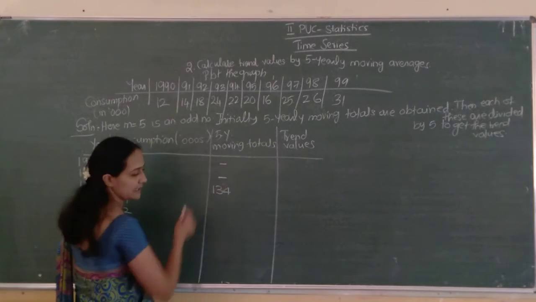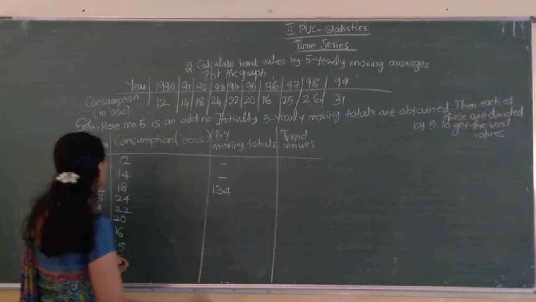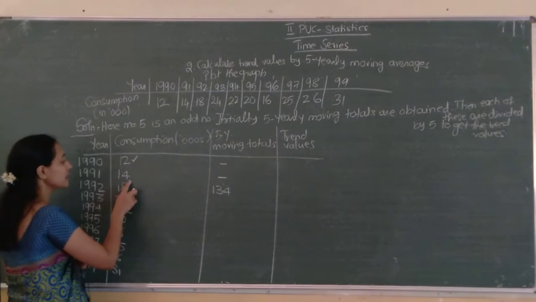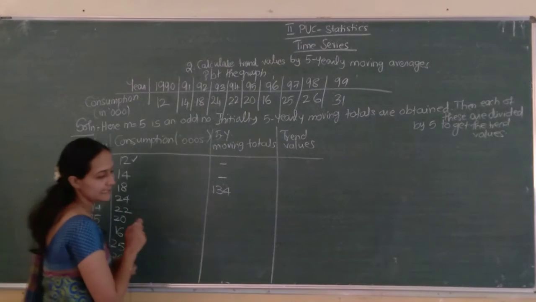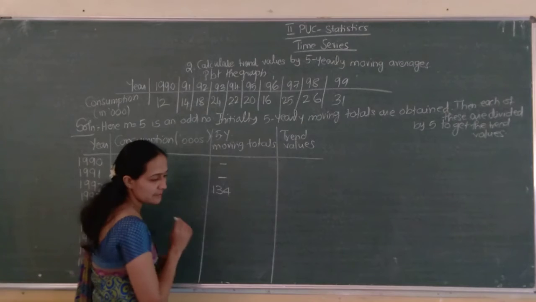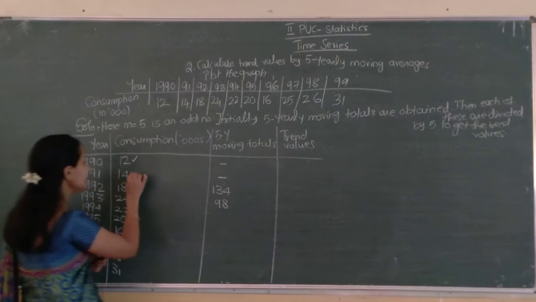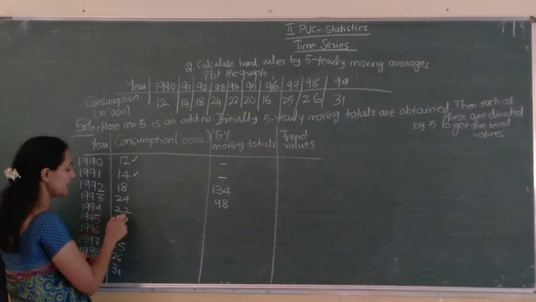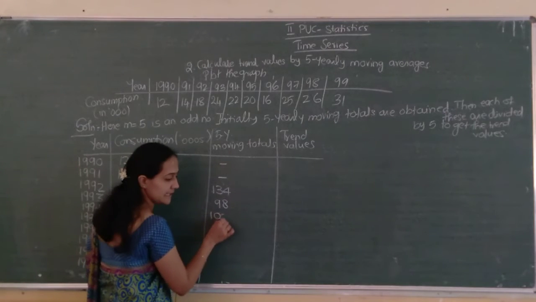134. There won't be a value here and here. Correct now? Next, leave the first one. Next one, we have to leave 12. 14 plus 18 plus 24 plus 22 plus 20, right in the middlemost, that is 98. Next, leave this one. Next 5: 18 plus 24 plus 22 plus 20 plus 16, right in the middlemost, that is 100.